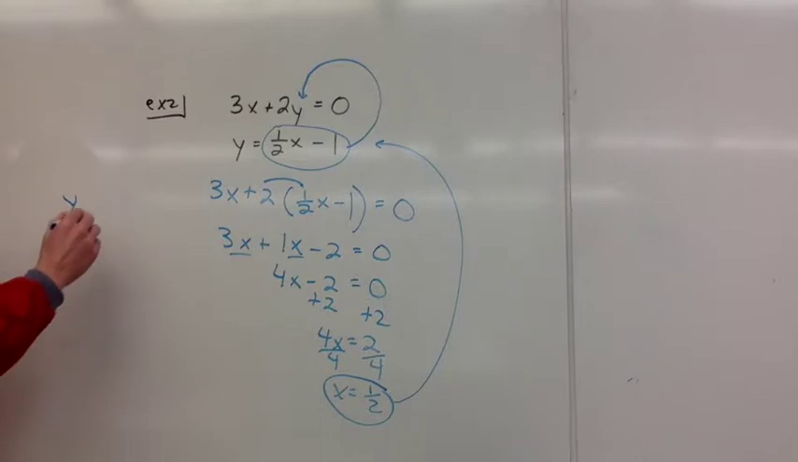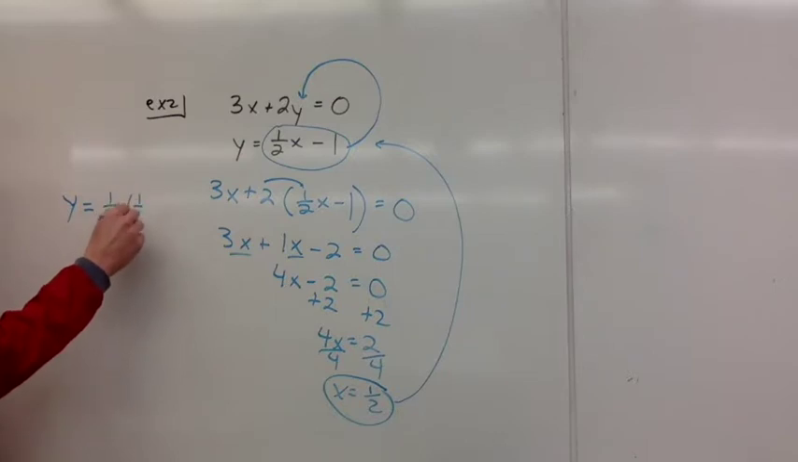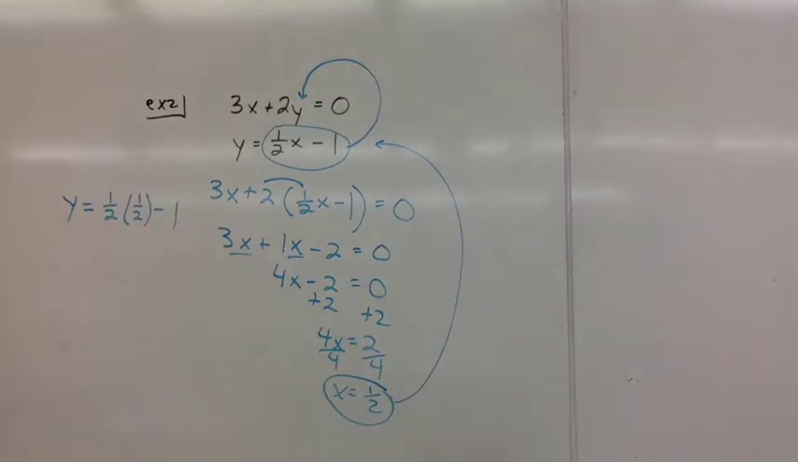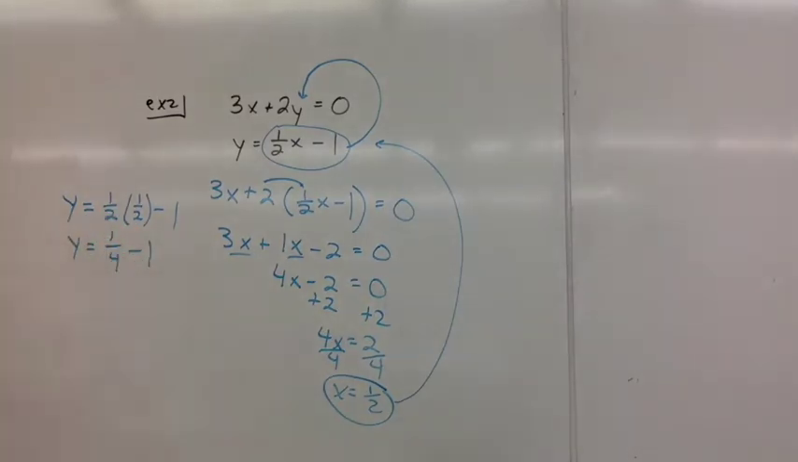Y equals 1/2 times my x that I found, which is 1/2. A little bit ugly, but we'll deal with that in a minute. Minus 1. Y equals 1/2 times 1/2. You multiply the tops, that's 1. You multiply the bottoms, that's 4. Minus 1.